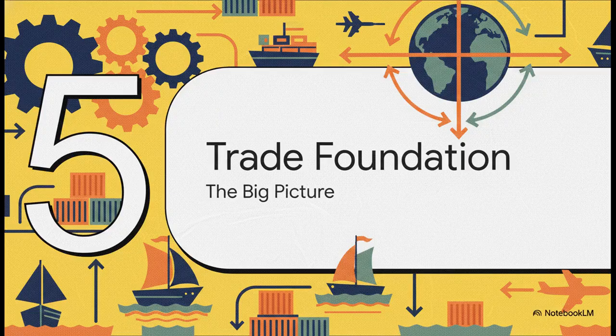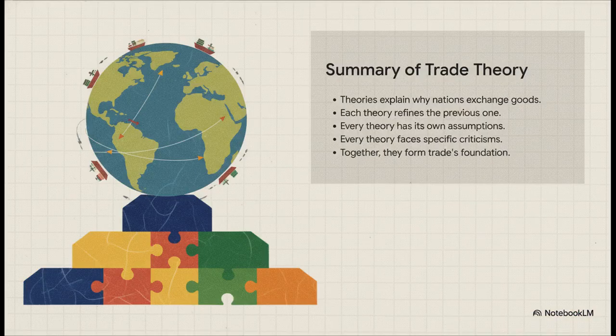Section 5. The Global Trade Foundation, the Big Picture. As we zoom out from these individual historical milestones, we can finally see how all these disparate ideas just snap together. Ultimately, there is no single magical equation to explain why nations exchange goods. Each theory refines the blind spots of the one before it. And sure, while they all have their own unique assumptions and specific historical criticisms, together, as a collective body of work, they completely form the intellectual bedrock of modern trade economics.